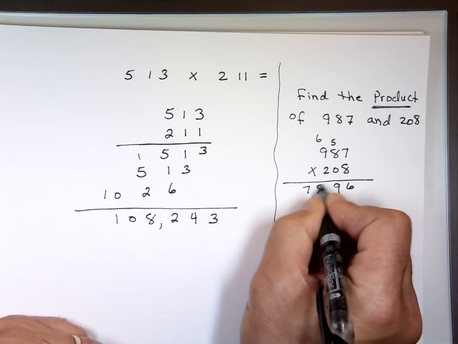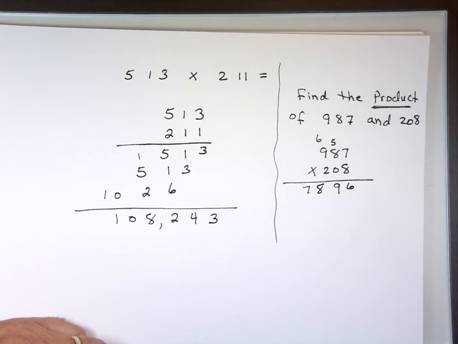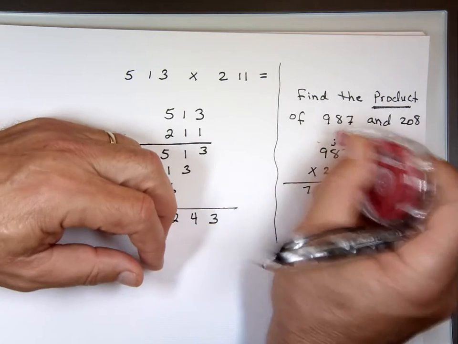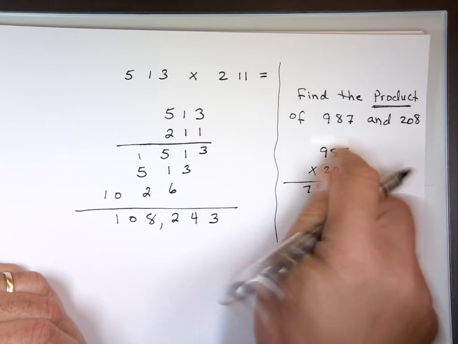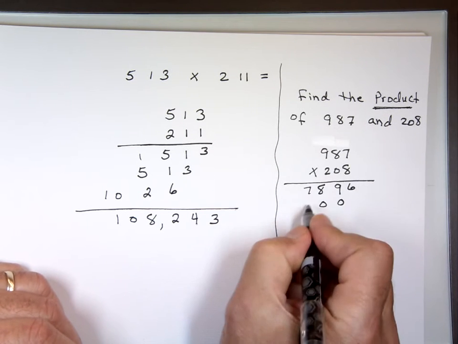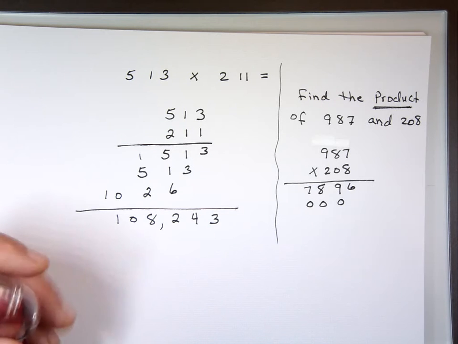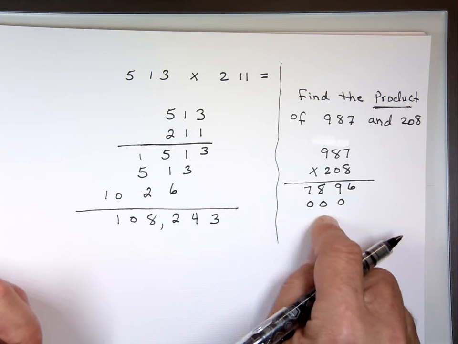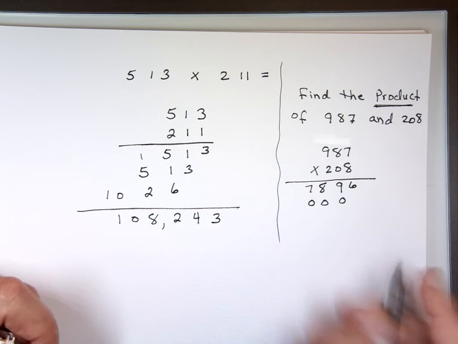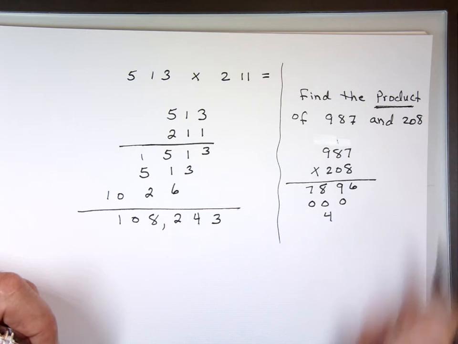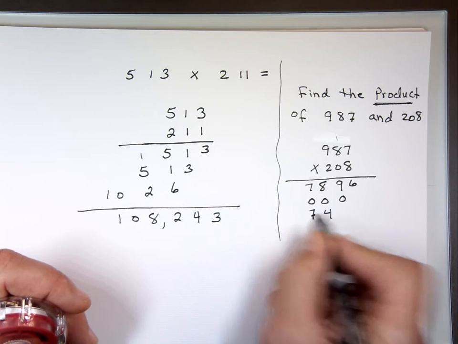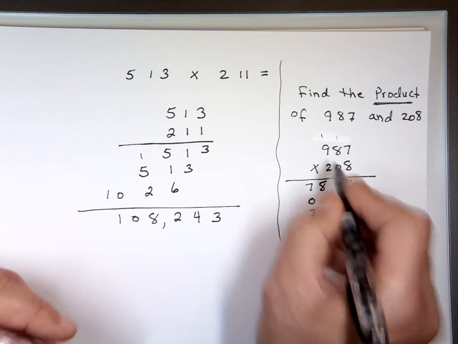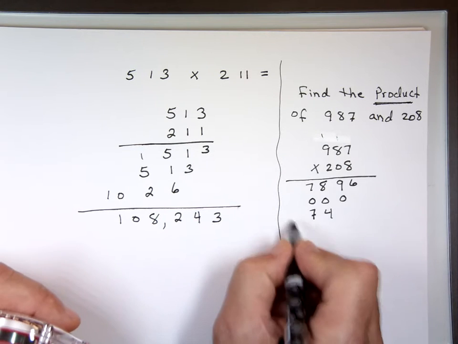Now we grab the 0. I'll clean this out. What's 0 times 7? 0. 0 times 8? 0. 0 times 9? 0. Now the 2. That's the third digit. 2 times 7? 4 carry 1. 2 times 8? 16 and 1? 17. 7 carry 1. 2 times 9? 18. And 1? 19.